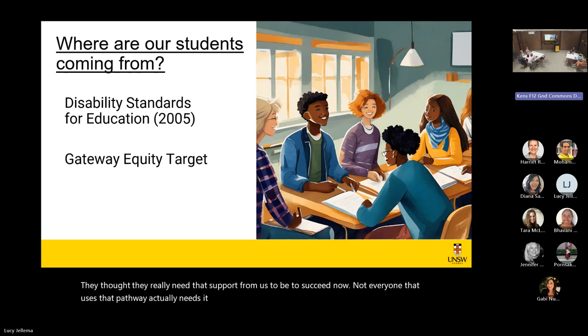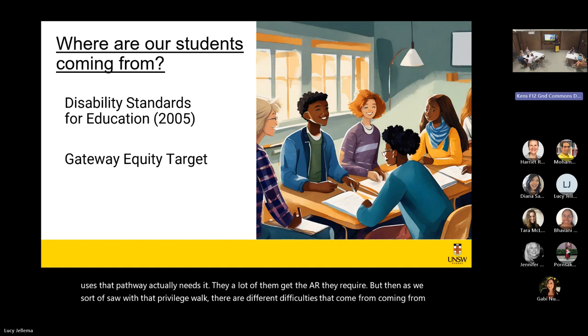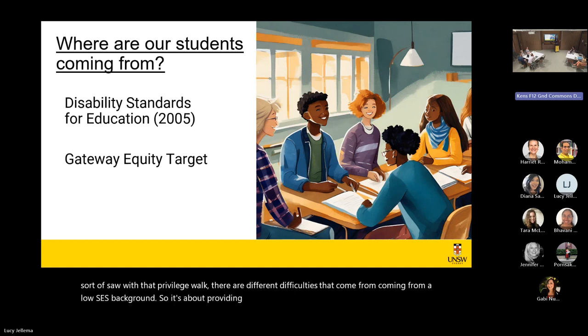A lot of them get the ATAR they require, but then as we saw with that privilege walk, there are different difficulties that come from coming from a low SES background. So it's about providing support for everyone so that anyone that needs it can use it.